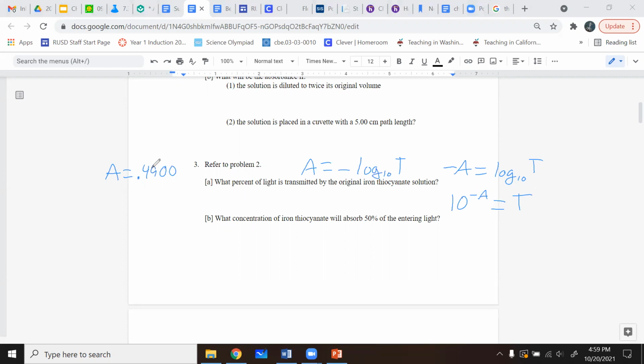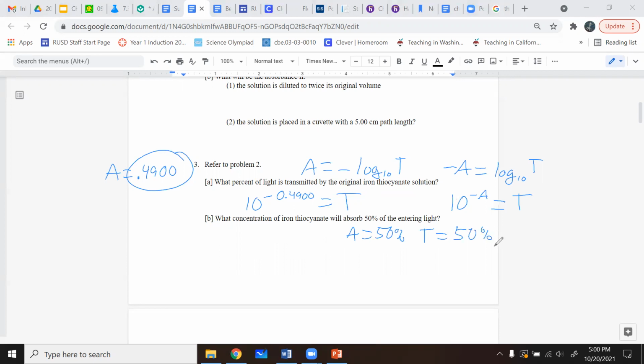So what am I going to do with that information? Well, I'm going to take my A, I'm going to plug in 10 to the negative 0.4900, and that is going to be equal to my transmittance value. And I will have to convert that value into a percent by scooching over a decimal point 2 places. Now, letter B asks you, what concentration of iron thiocyanate will absorb 50% of the entering light? So if it is absorbing 50% of the entering light, it is transmitting 50% of the entering light. So A equals 50% and T equals 50%.